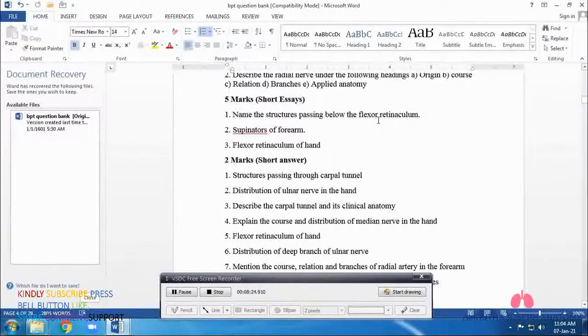and also write about the structures passing below the flexor retinaculum. Here they have asked specifically the name of the structures passing below the flexor retinaculum, so you can just write the structures. But remember, flexor retinaculum is also one of the repeated questions. Similarly, extensor retinaculum also can be asked.